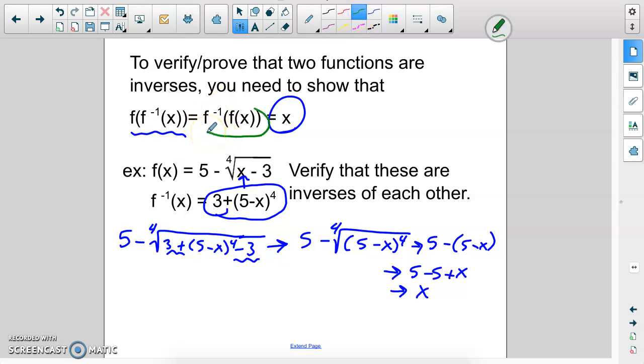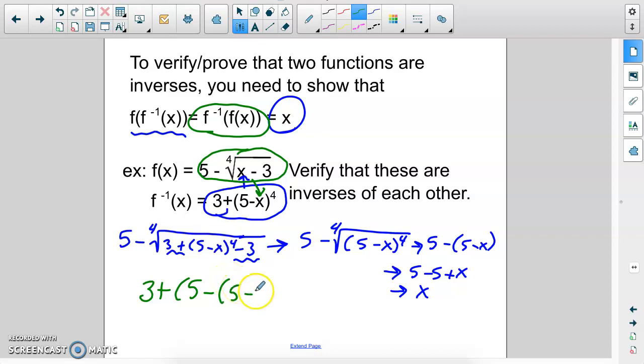Let's put f of x inside of the inverse. So we're going to take this f of x and put it inside where the x is. So we're going to start by writing the original inverse function, 3 plus parentheses 5 minus, instead of x, we're going to put the whole function of f of x. So since we're subtracting a whole function, we need parentheses around it. So that's where the x was, and then that's to the 4th power.